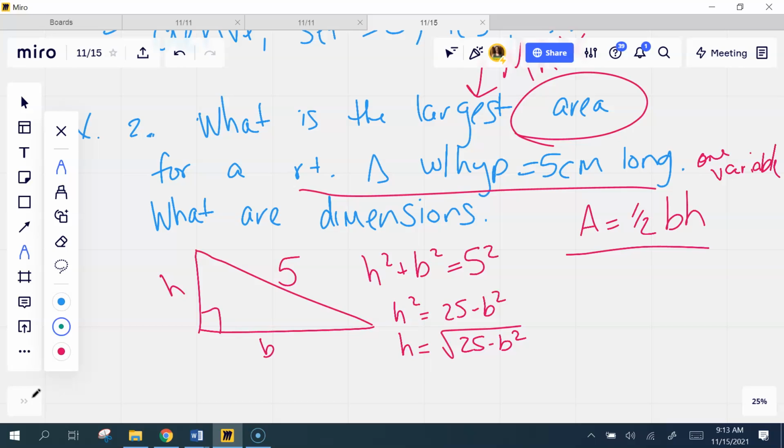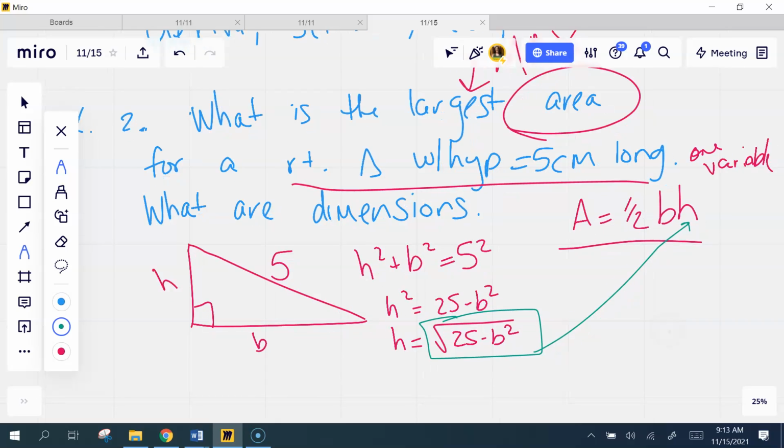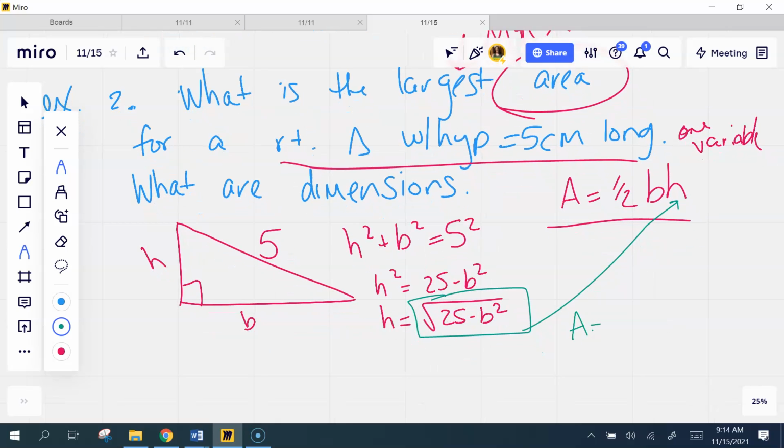Well, I'm going to keep all of this for h. Remember what I'm optimizing. I'm optimizing area. So what I'm going to do is plug this in for the h, because I don't want to derive with more than one variable. I only want one variable when I take the derivative. So A equals 1/2 base. Now here I plug it in: square root of 25 minus b squared. Now it's a problem we've done before.